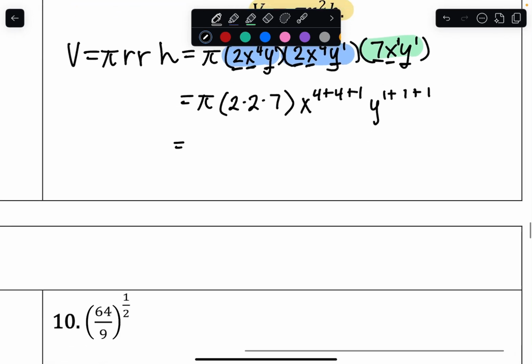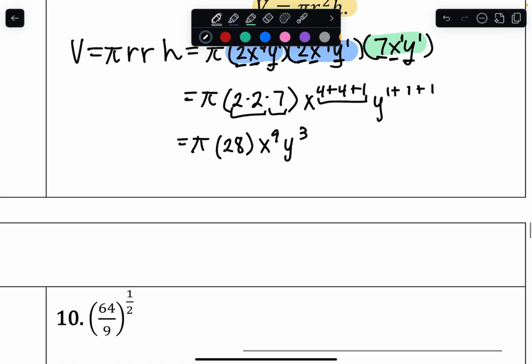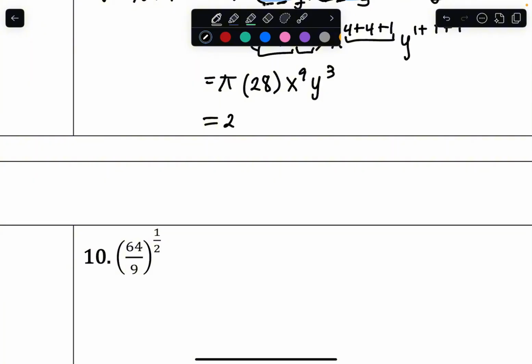Okay, still leaving pi. 2 times 2 is 4 times 7 is 28. And then that leaves me with x to the 9th, y to the 3rd. And so to write your final answer, put the 28 before the pi, and then x to the 9th, y to the 3rd.